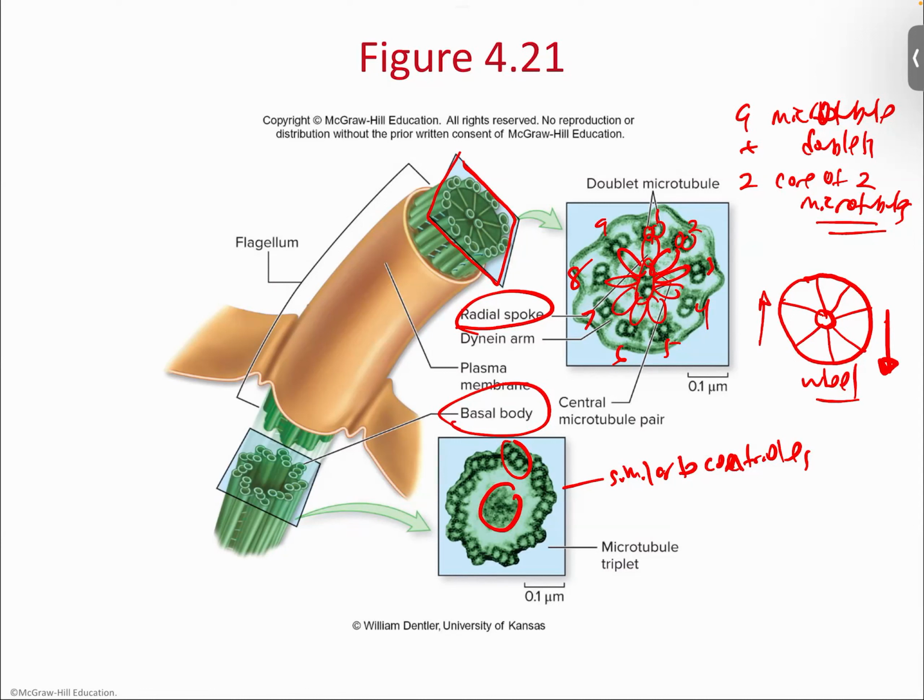There's one more player here that we need to introduce. We haven't introduced it, we just need to highlight it. Notice these little blobs right here. Little Mickey Mouse ears on these doublets. Those are dynein. That's your motor protein.